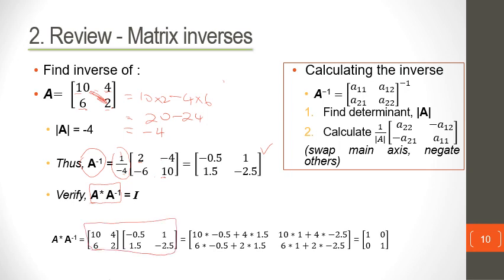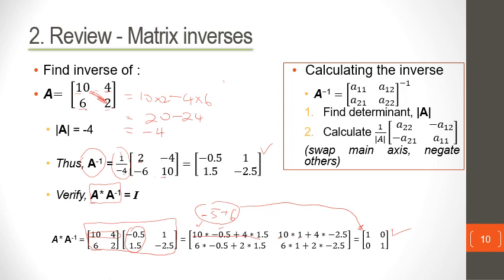For this first element, we take the first row times the first column. So it's 10 times -1/2 plus 4 times 1.5. This becomes 10 times a half, which is -5, plus 4 times 1.5, which is 6. If you add them, they give you 1. And then on the second element, 10 times 1 plus 4 times -2.5 gives you 0, and so on and so forth. So you can verify this. Take your time to verify that.